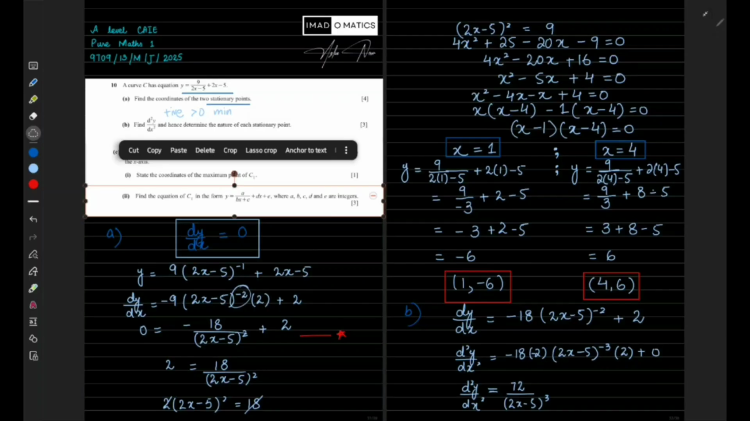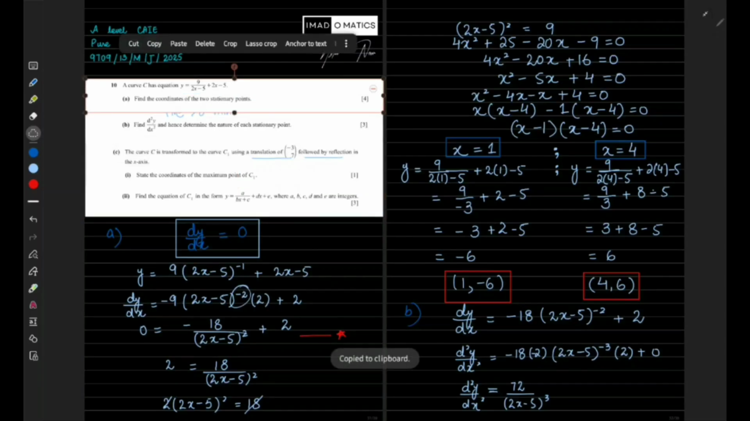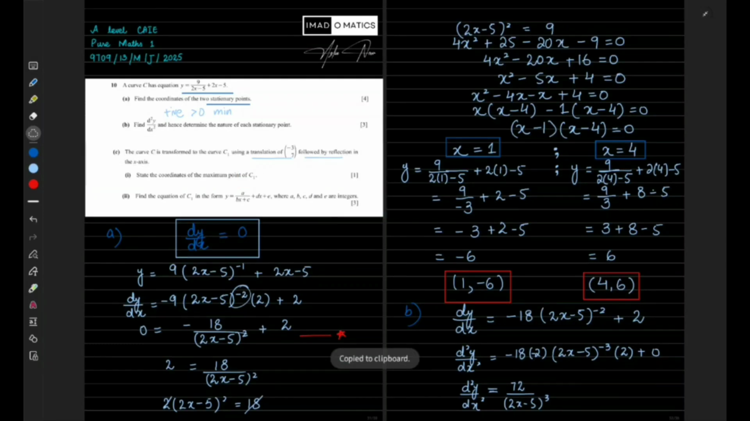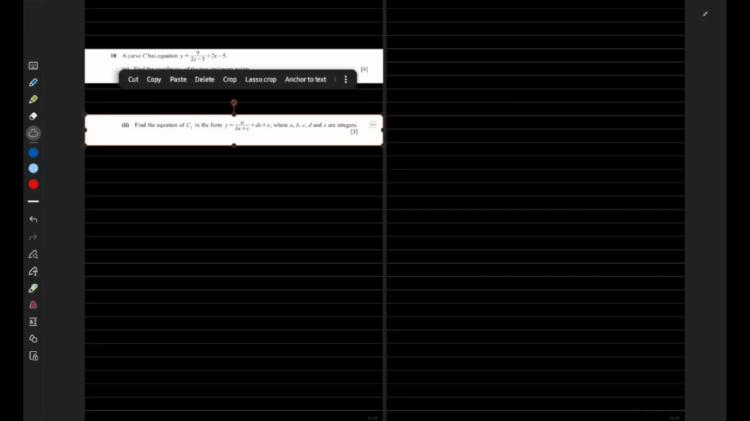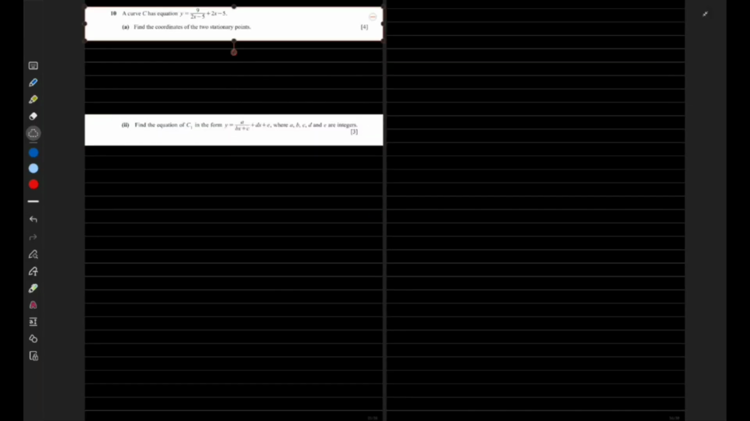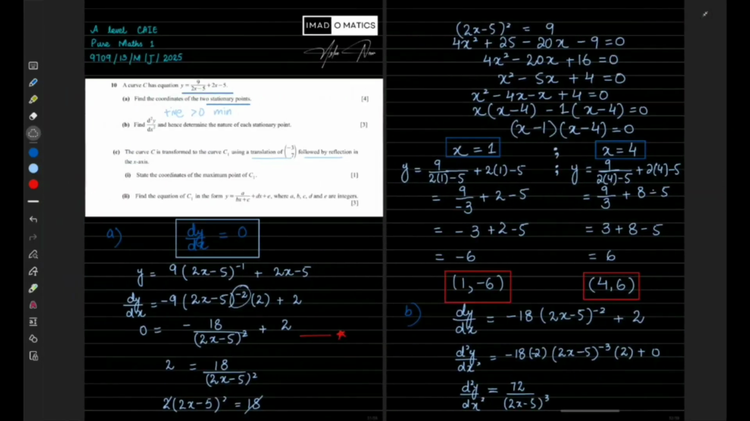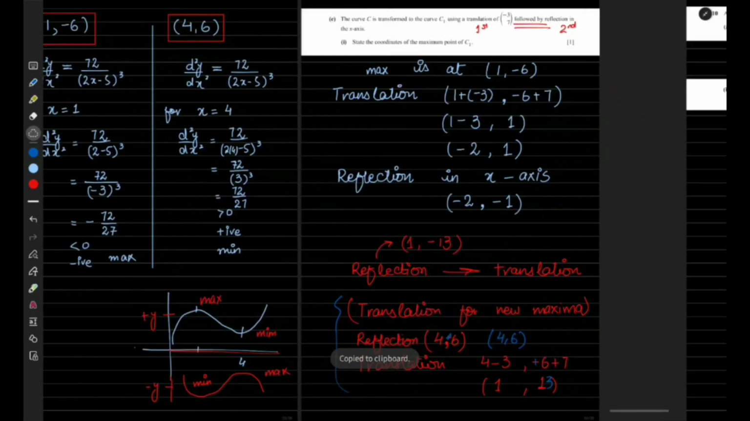Doing question C part 2. So they are saying find the equation of C1. C1, how did we get C1? When we applied the transformations. Okay, first the translation and then the reflection. So let's look into this.